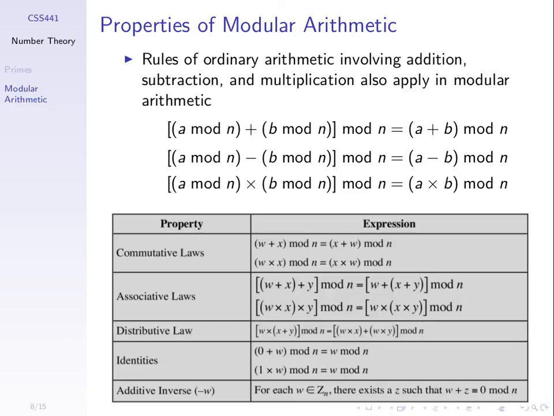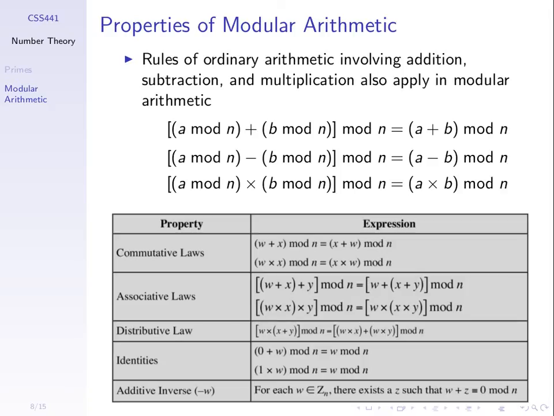A times B mod N, we can expand out to be A mod N times B mod N, and then all mod N. Remember, if you mod a number mod N multiple times, A mod N is the same as A mod N. If you add another mod N at the end, it makes no difference. 12 mod 10 is 2. Mod 10 again is still 2. Mod 10 again, it's still 2. So we can add mod N's at the end, making no change to the answer.